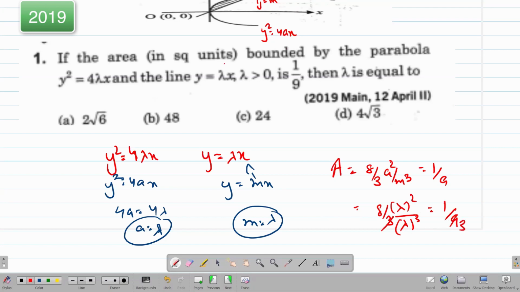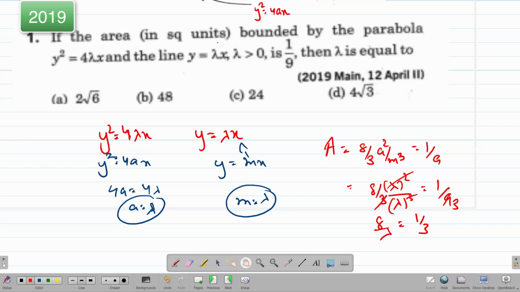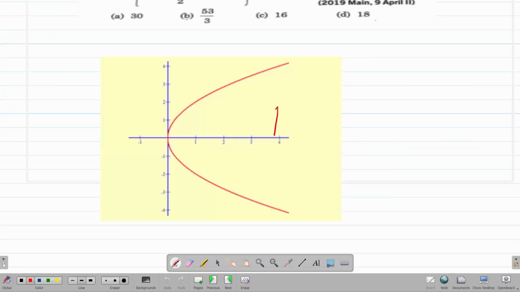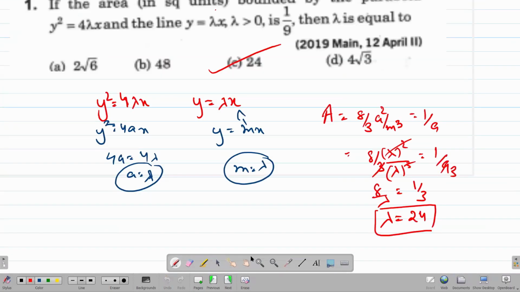On further solving, what I get is 8 upon lambda is equal to 1 by 3, and hence we get lambda is equal to 24 as our answer. So there is no need to use integration here. Just substitute the values in the derived shortcut. So my answer is option C.